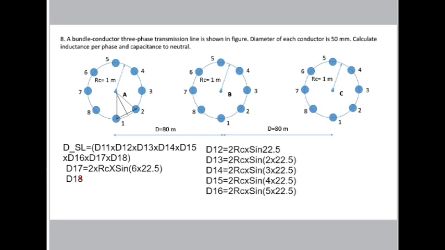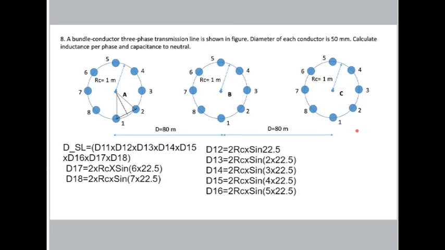D18 actually is equal to D12. You don't need to calculate. If you want, you still can use the same formula, 2RC times sine 7 theta, they will become the same 22.5. So you can calculate all the distances, right? And when we have all these, you can put that in the equation of DSL, in that big equation, D11, 12, 13, 14, 15, 16, 17, 18, all the distances there.